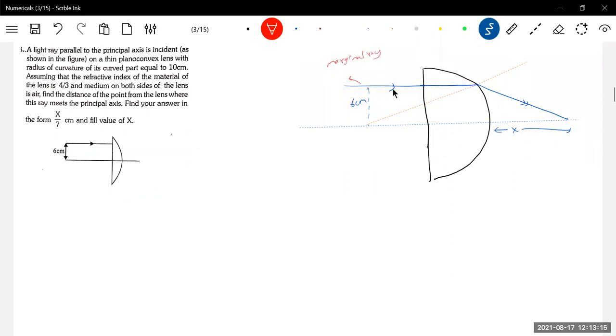Will you apply any formula? No, we don't use any formula. We should just stick to the basic geometry and calculate where it will strike. Okay, now let's get into the mathematical part.